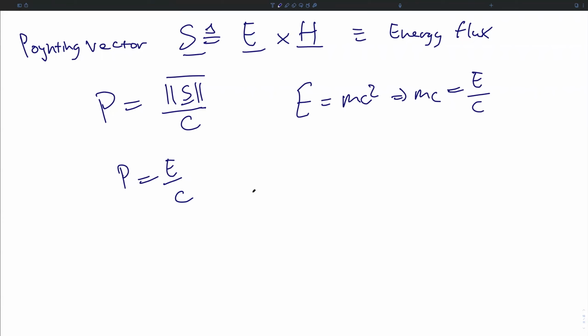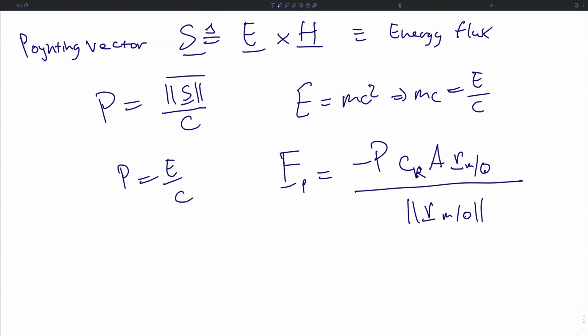The force due to radiation pressure, we can write as negative this pressure value times the reflectivity of our object, which we call C sub r, times the area exposed to light, and then assuming that the light is due to the sun, this is all in the direction of the position vector of our mass with respect to the sun. So the force is always acting away from the light source. And as previously stated, this is the inherent principle behind a solar sail.